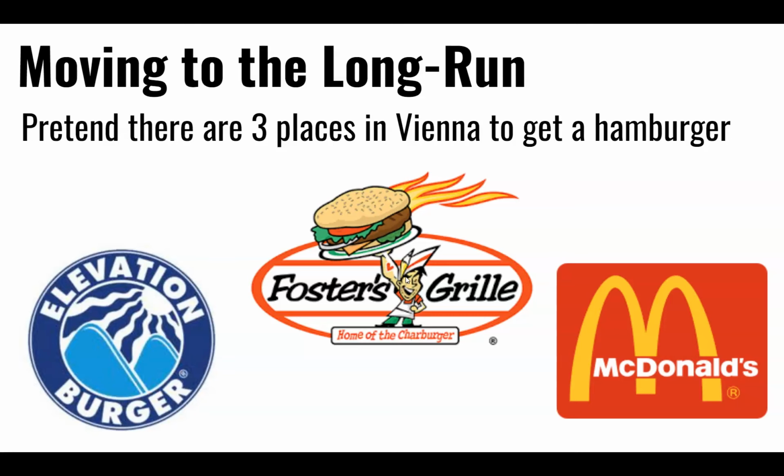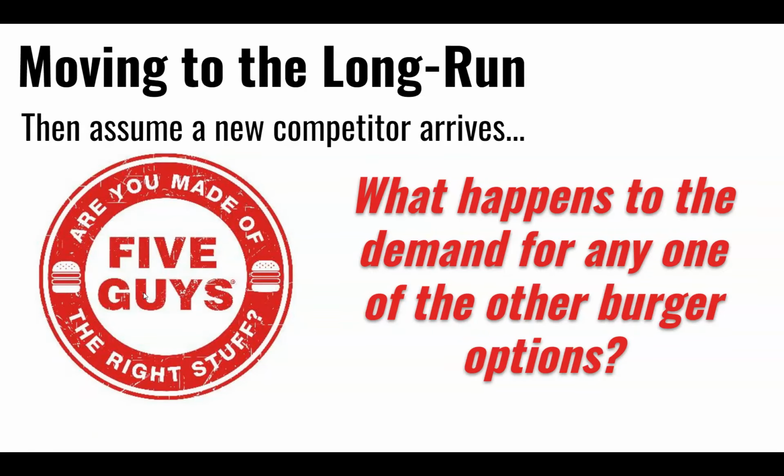It's the moving to the long run that is a little bit of a challenge. So let's pretend that there are 3 places in the town of Vienna that you can get a hamburger: Elevation Burger, Foster's, and McDonald's. Those are the 3 places. Now, each one of them has a unique product, but they're all basically the same thing. They're hamburgers. And now we're going to pretend that a new firm has entered in. We'll pretend that Five Guys is opening a new location in the town of Vienna.